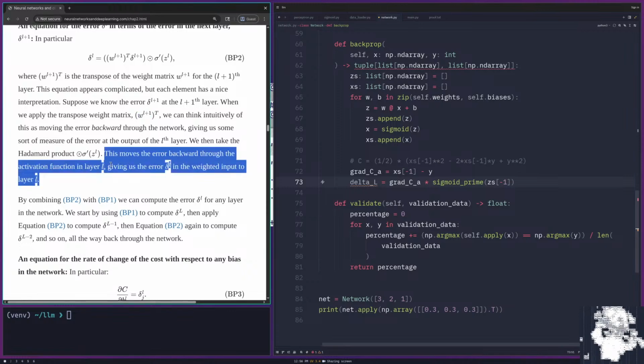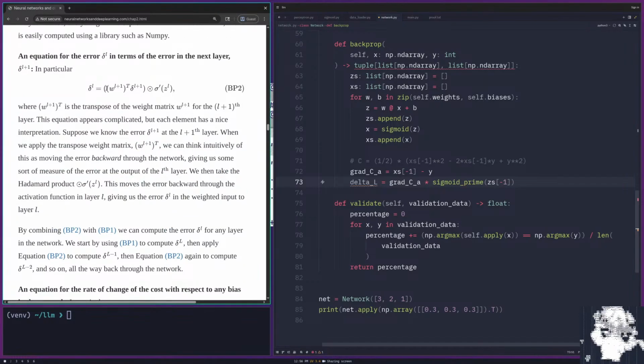Okay, I mean, I don't really get this, honestly. I don't know if I'm supposed to really get it yet. I only kind of get it, in the way that I'm moving the error backwards in the network, but I don't really get it.